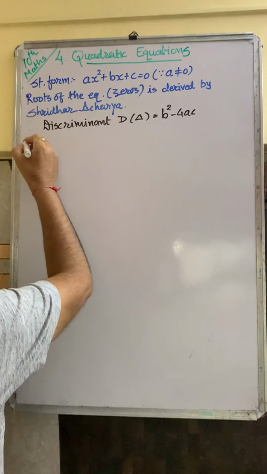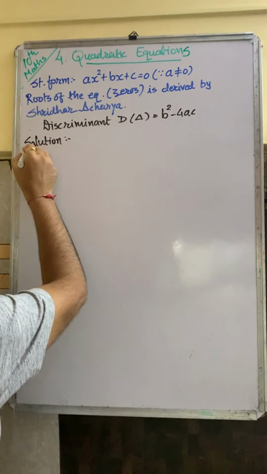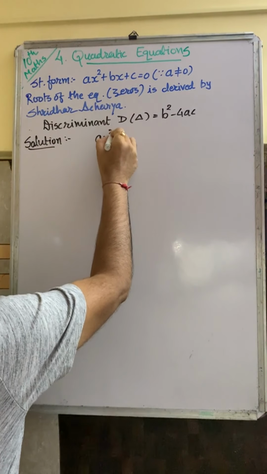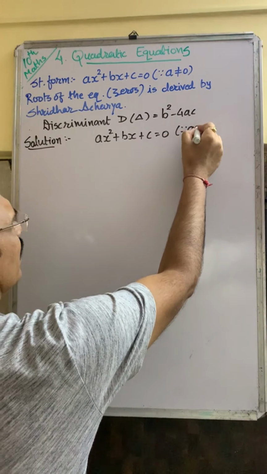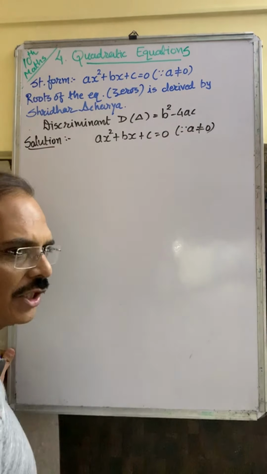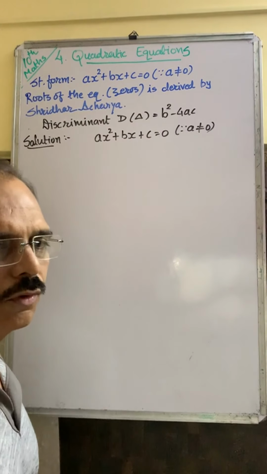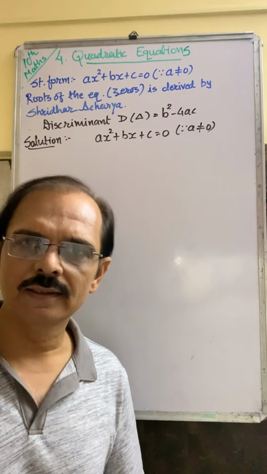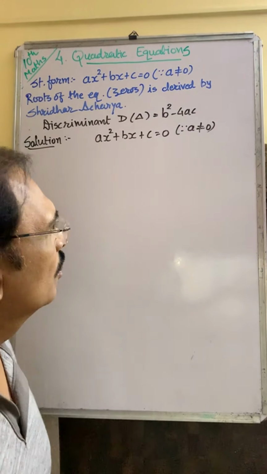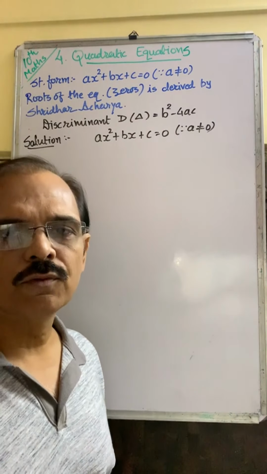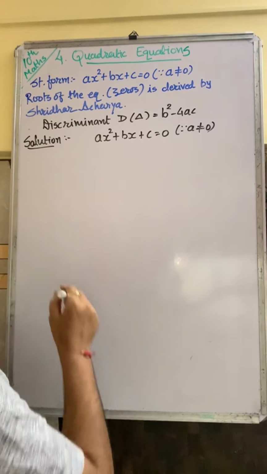Now see, what is the solution? ax square plus bx plus c equals 0, where a is not equal to 0. This is our question. Now we want b square minus 4ac, that is equal to D, the discriminant. We want to use it. So how to get b square, how to get 4ac? You have to remember two steps. See, the first step is what?